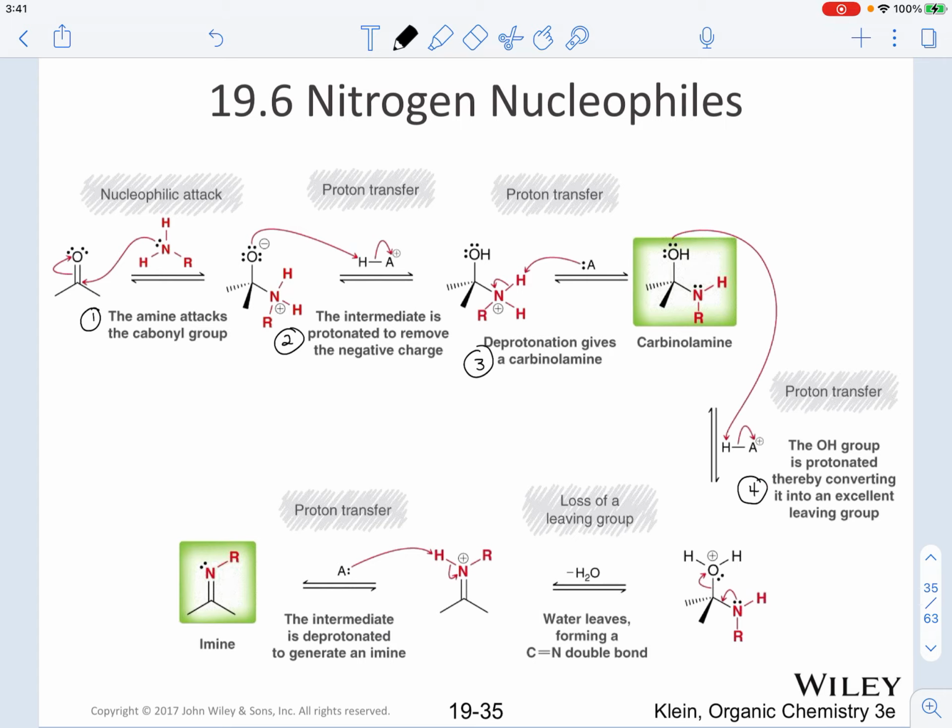When the protonation of that oxygen occurs one more time, now we're making it a great leaving group. So, in the next step of the reaction, we're going to have an intramolecular flow of electrons in which the lone pair of the nitrogen is going to come down and the oxygen is going to leave as water. And that's where we form the carbon-nitrogen double bond. And in the last step of the reaction, we're going to have the deprotonation of the nitrogen that results in the formation of the imine.